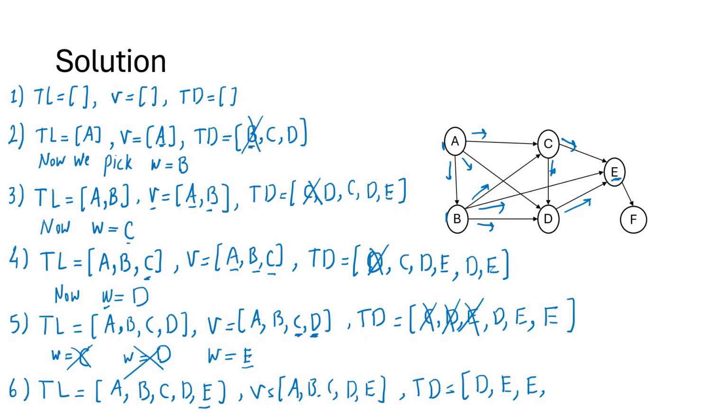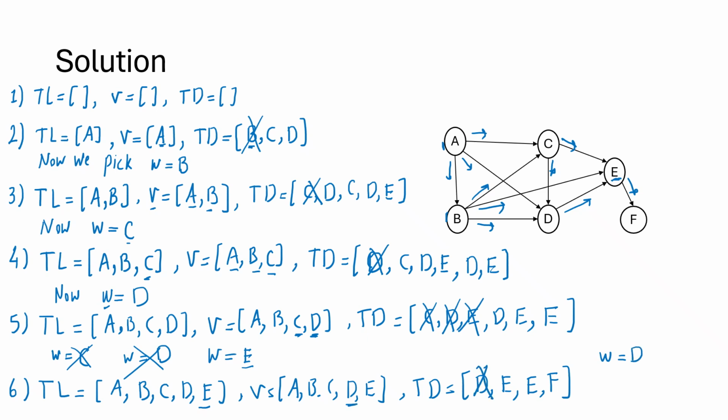So I'm here. Now where can I go from there? I can go to F, and F has not been visited before, so I need to add that to my to-do list. Now I need to pick W. So let me start from a little bit higher up here. So I pick W to be the first element, which is D. I remove it from my to-do list.